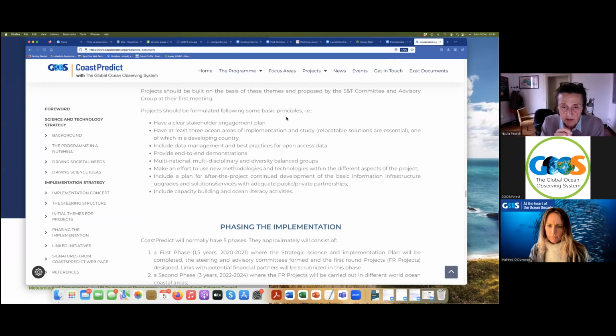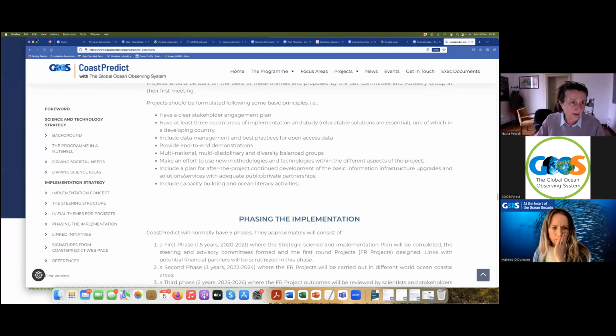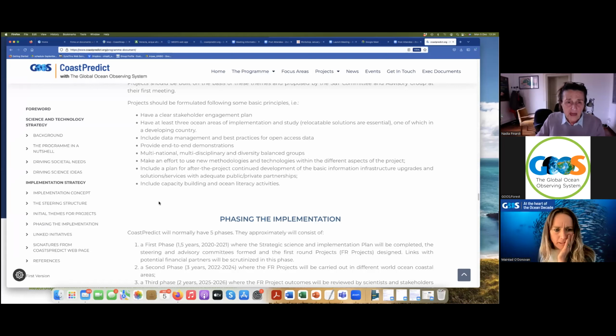So have a clear stakeholder engagement plan, some very different areas of implementation with relocatable solutions. I don't know if you can see my screen, Morad? I guess so. We can, yes. We're looking at the website. Provide end-to-end demonstrations, multinational, multidisciplinary. I mean, it's not very different from what you would think to do for a project. Make an effort to use new methodologies and technologies with different aspects of the project. Include a plan for continued development after the project. Because we want to leave a sign, and we want a legacy, especially to GOOS.